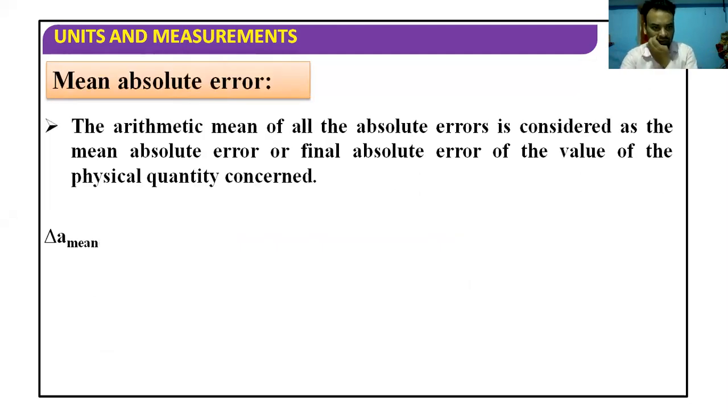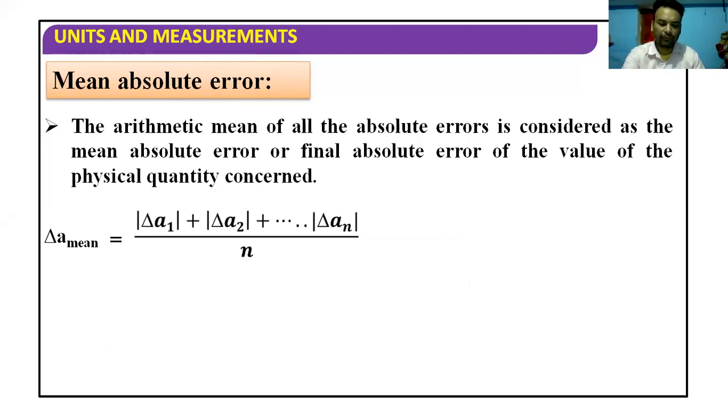Second is mean absolute error. We will take the arithmetic mean of all the absolute errors, and that is considered as the mean absolute error or final absolute error of the value of the physical quantity which is under observation. So suppose this is my first absolute error in the first observation, second absolute error in the second observation, third absolute error in the third observation, and then divide this by the total number of observations, then we will get the mean absolute error.